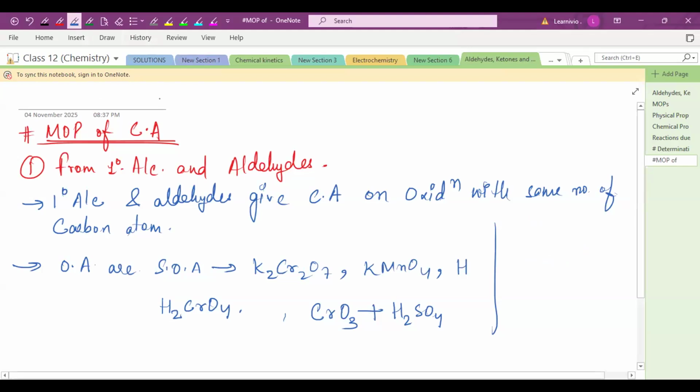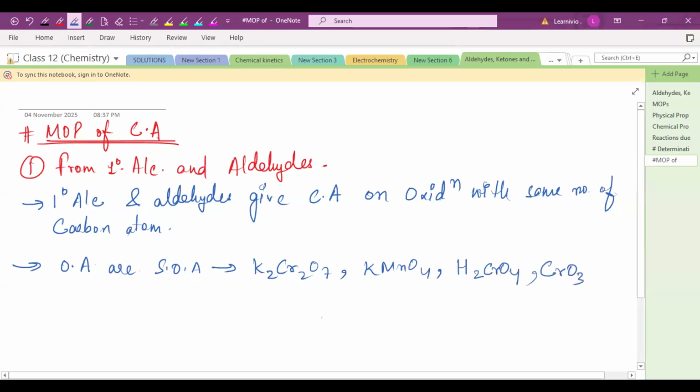So here H2, and yeah, KMnO4, okay, and you can use H2CrO4, which is a chromic acid, and CrO3. CrO3 अगर आप acidic condition में लेते हो, okay, with the H plus ion, okay, acidic condition. So it will become a strong oxidizing agent.